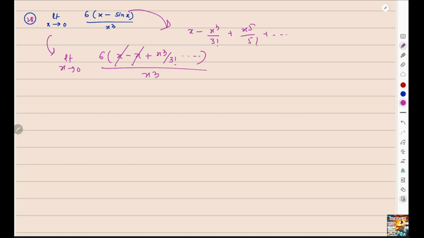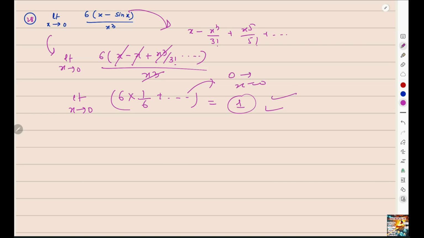Now x cancels and x cube will get cancelled with x cube and we will be left with limit x tends to 0 of 6 into 1 by 6 plus the rest of the terms. So finally we will get the value as 1 because the rest of the terms will have higher power of x, so it will be 0 on substituting x equal to 0. So for this question 1 will be the correct answer. Moving to the next question.